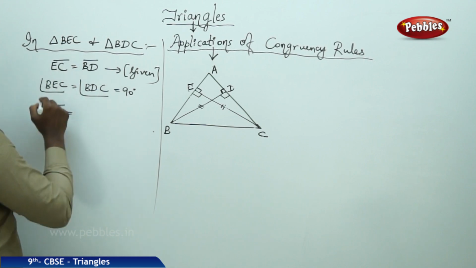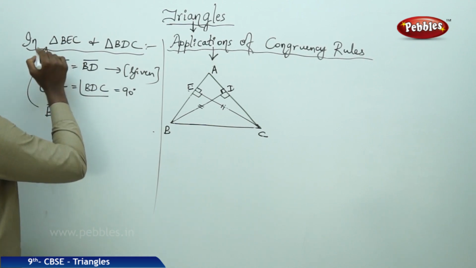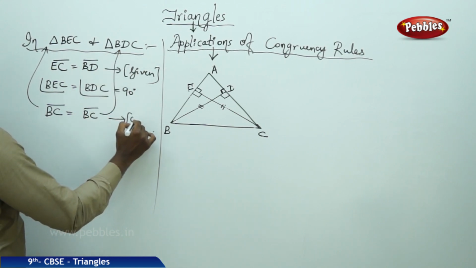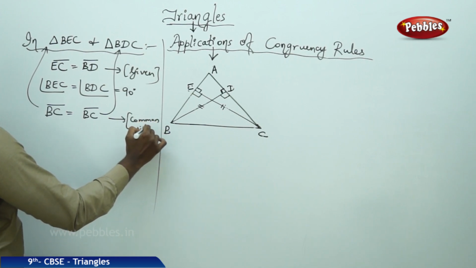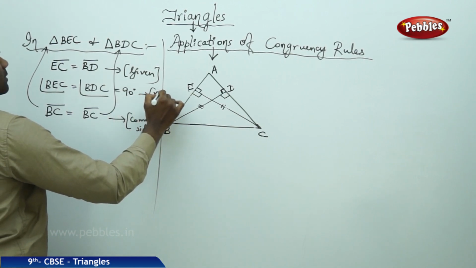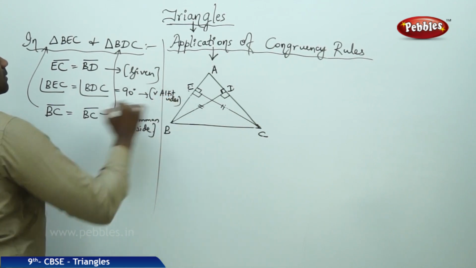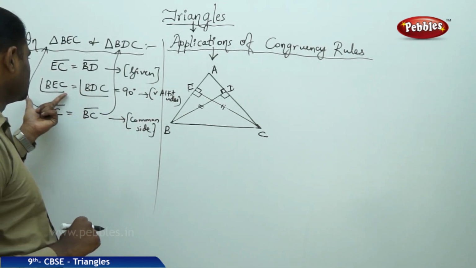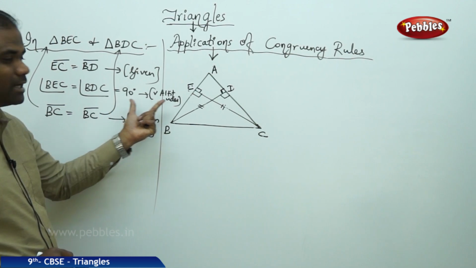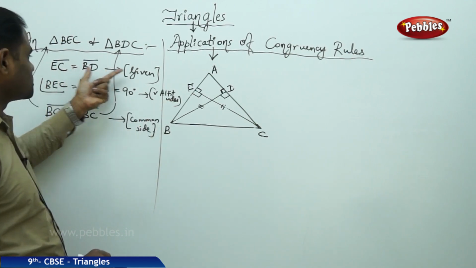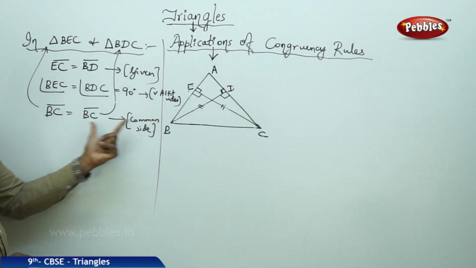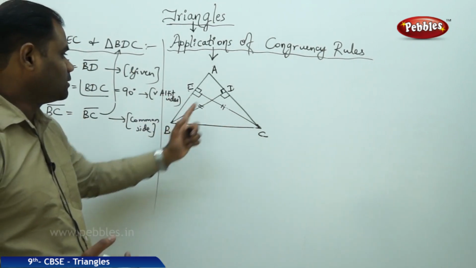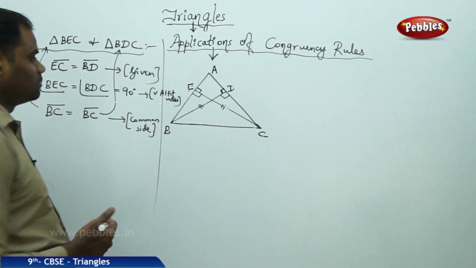BC of the triangle BEC must be equal to the BC of the triangle BDC, since it is the common side, and this being since altitudes. It's very important that we write the reason for what we write out here. The reason here being their altitudes. Because it's altitudes, it's equal to 90. This equals this because it is given, and this equals this because they are the common sides for the two triangles, triangle BEC and triangle BDC is how we understand the property.